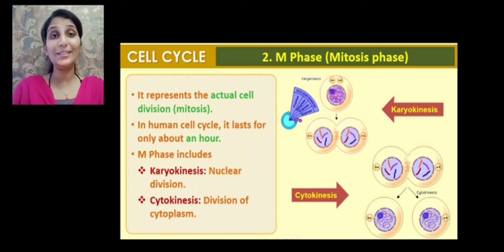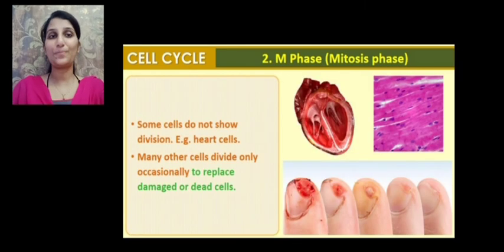And not only the nucleus has to divide, the cytoplasm also has to get divided so that it can be distributed into the two daughter cells. Cytokinesis takes place immediately after karyokinesis. So karyokinesis is division of the nucleus and cytokinesis is division of the cytoplasm.